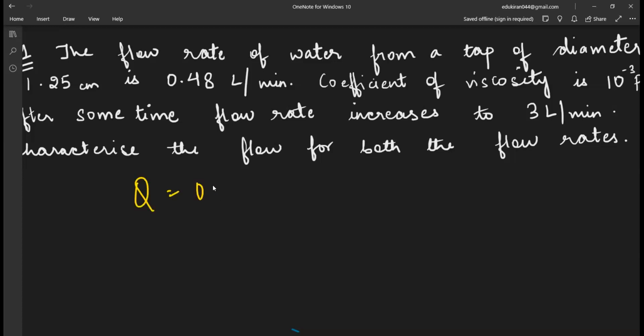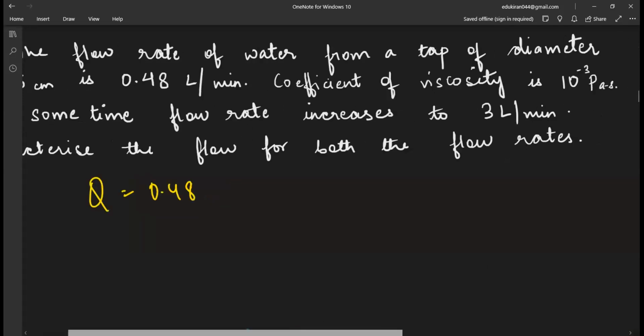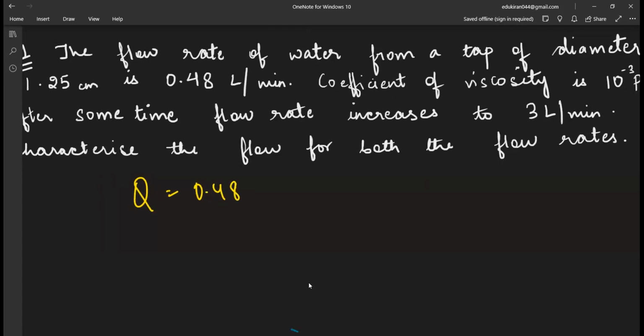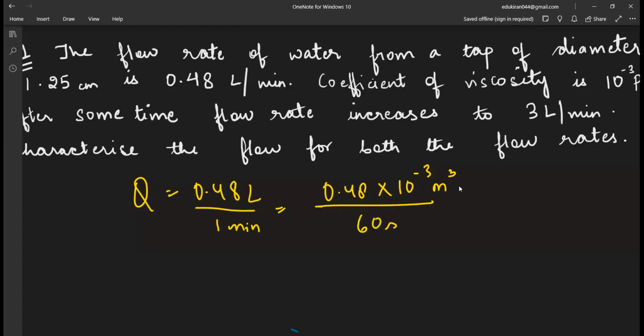The unit given is Pascal seconds for eta, the coefficient of viscosity. You can even write decapoise, but in this question it's given in Pascal second. So 0.48 liters per minute, we have to convert it. 0.48 into 10 to the power minus 3 meter cube, and 1 minute will become 60 seconds. So this is 0.08 into 10 to the power minus 4 meter cube per second. This is the initial.